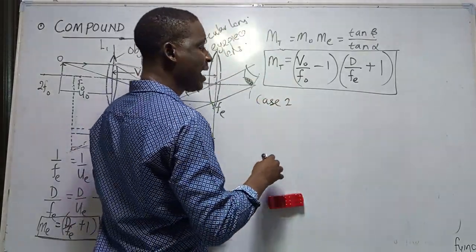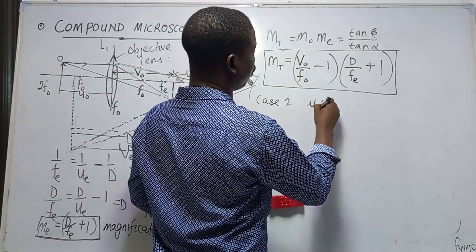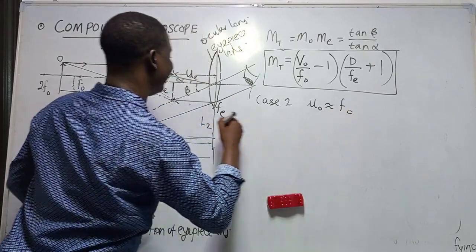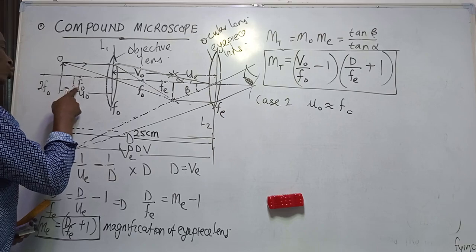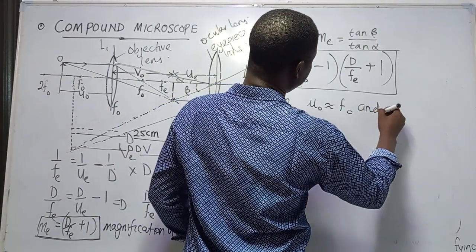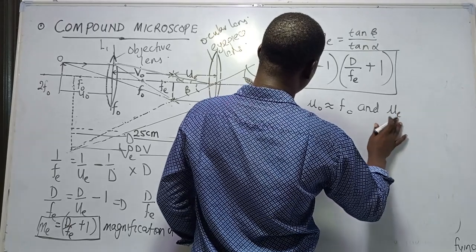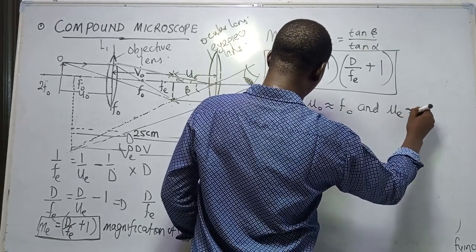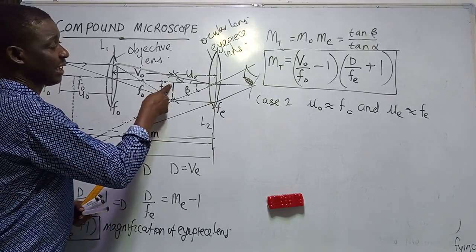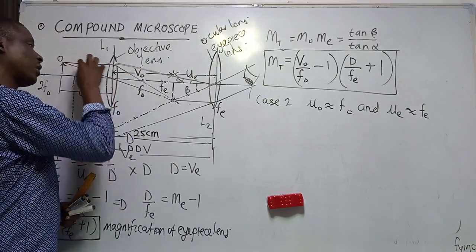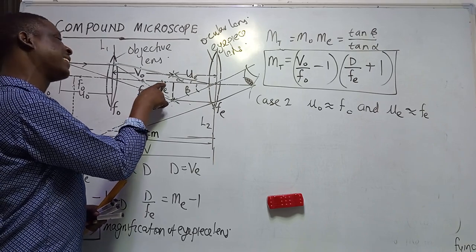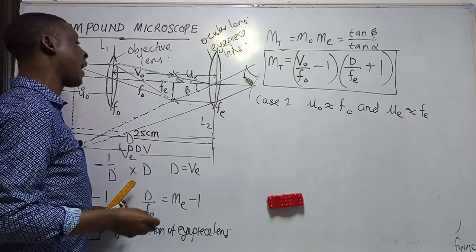This one is not too common, where the object is close to the focal length of the objective lens, and the image of the objective, which is the object of the eyepiece lens, is also close or exactly the same as the focal length. That means the image formed by this object is at Fe, the focal length of the eyepiece lens, or close to it.